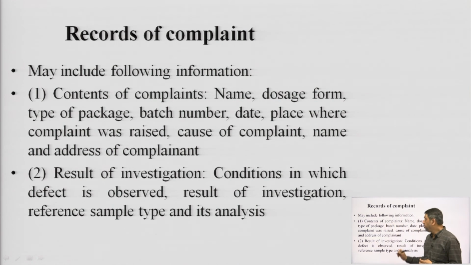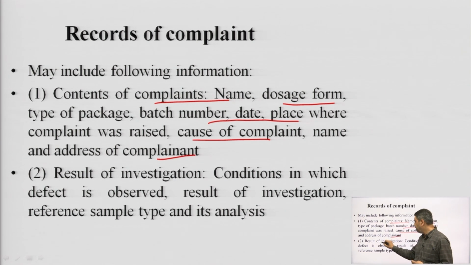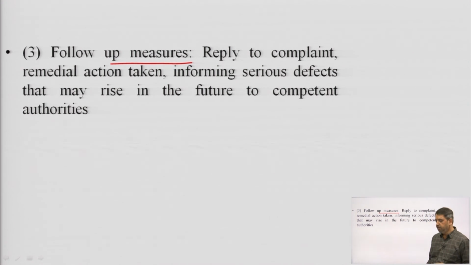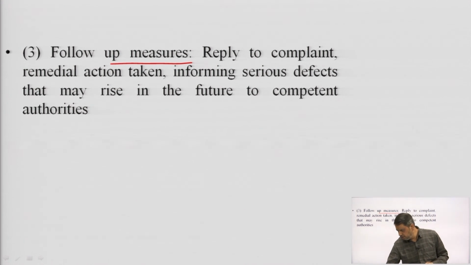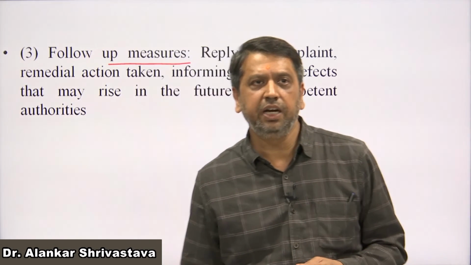And the last thing is the record of complaint. In this record, the first thing is the contents of the complaint: name, dosage form, type of package, batch number, date, place where complaints were raised, cause of problem and address of complainant, results of investigation, and follow-up measures. What are the follow-up measures that we have taken after this complaint registration? So, this is all about complaints and the management of complaints.